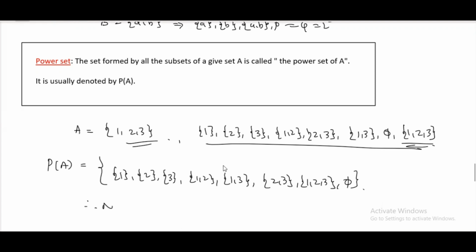How many elements will be there in a power set? The number of elements in a power set is equal to 2 power n. That is nothing but the number of subsets of a set. So I hope you understand this power set.